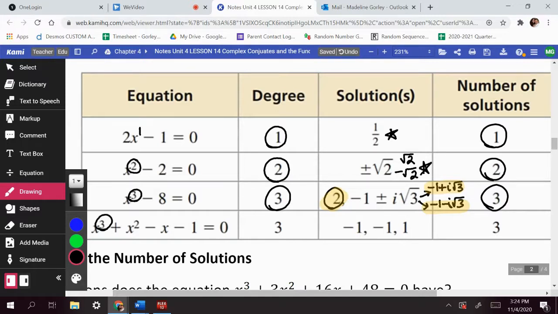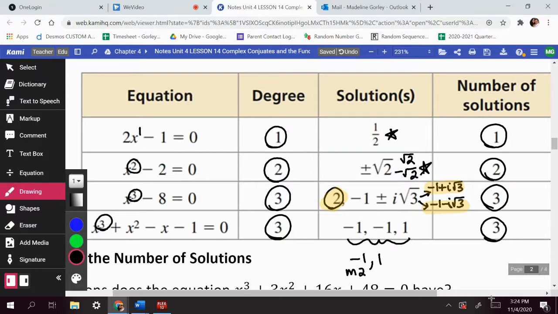Here our highest power is 3. So we say it's a degree 3 polynomial, so there must be 3 solutions. Really, we only have 2 distinct solutions. It's just that -1 has a multiplicity equal to 2.